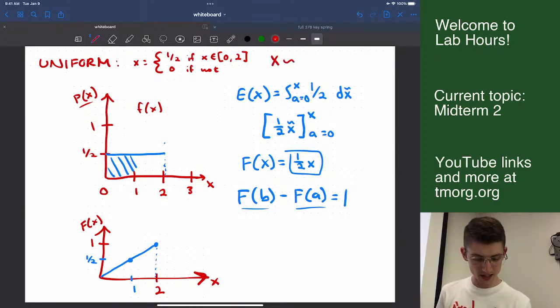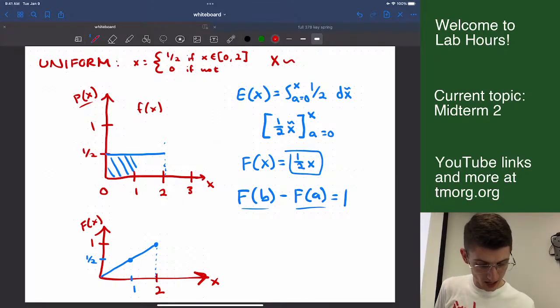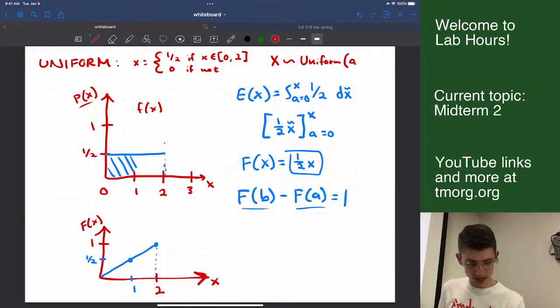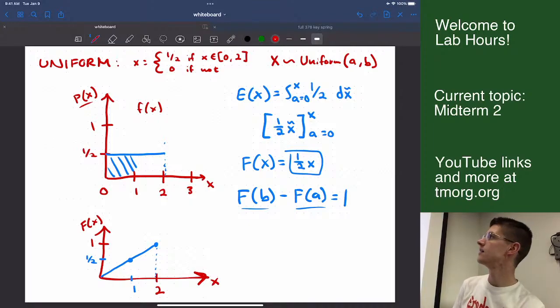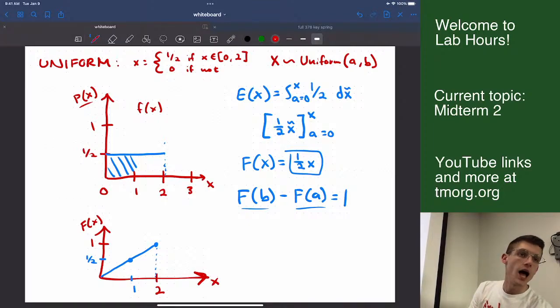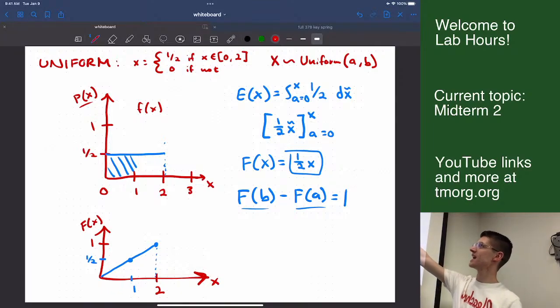X is distributed as, that's what the squiggle means, a uniform random variable with lower bound A and upper bound B. I believe is what it's supposed to be. If you check your notes and it looks different there, my bad. I'm gonna be real with you, but that's what it is. X is distributed as a uniform random variable with lower bound A, upper bound B.